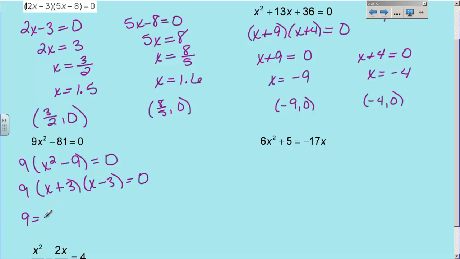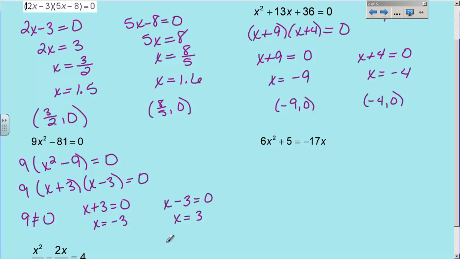Well, 9 does not equal 0, so that automatically is not something that I have to worry about. But my other two here, my x plus 3 has to equal 0, and my x minus 3 has to equal 0, and then I solve. Well, this one right here becomes x equals negative 3, and this one becomes x equals positive 3.